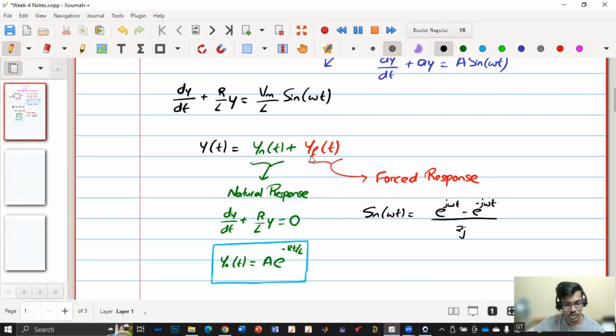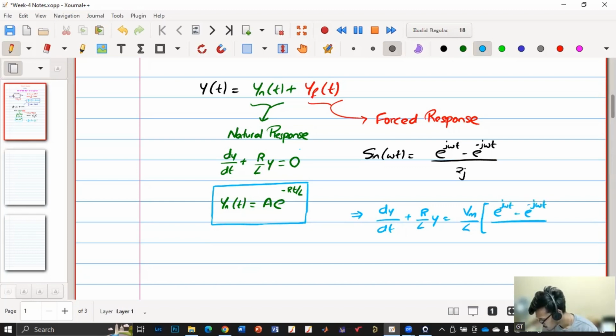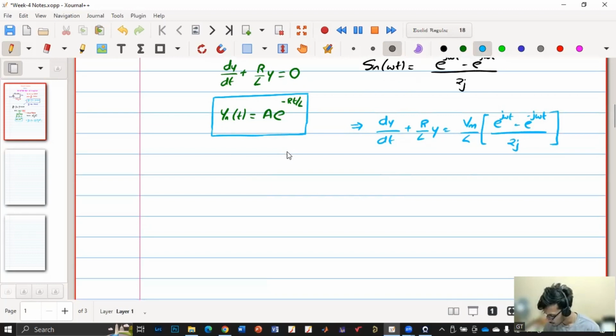So now I'll substitute it there. What I'll be getting is something like this: dy by dt plus r by l into y is equal to Vm by L into e to the power j omega t minus e to the power minus j omega t by 2j. So we have discussed, if there is an exponential term on the RHS, we are free to assume that our y of t, or to be precise, yf of t, we can assume some k1 into e to the power j omega t plus some k2 into e to the power minus j omega t. So we'll assume this and then we'll back substitute it to get k1 and k2.